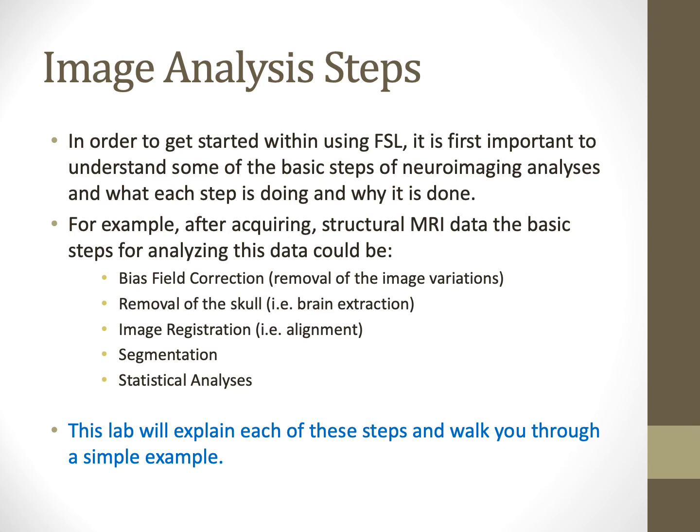In the remainder of this lab, we will focus on how to use FSL for performing basic steps in neuroimaging analysis and what each step is doing and why it is done. For example, after acquiring structural MRI data, the basic steps for analyzing this data could be performing a bias field correction, removing the skull or brain extraction, image registration, segmentation, and then performing statistical analysis. This lab will explain each of these steps and walk you through a simple example.